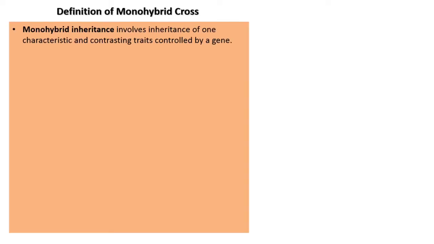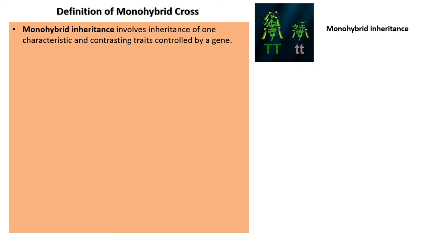So what is the definition of monohybrid inheritance? Monohybrid inheritance involves the inheritance of one characteristic and contrasting trait controlled by a gene. Monohybrid inheritance maksudnya pewarisan yang mengkaji satu karakteristik sahaja. So this is an example of monohybrid inheritance, pewarisan mengkaji satu sahaja ciri.